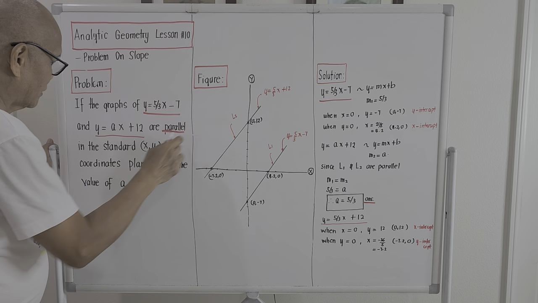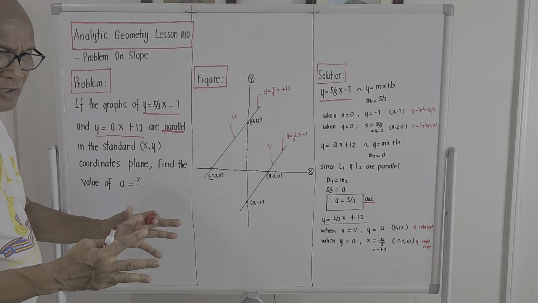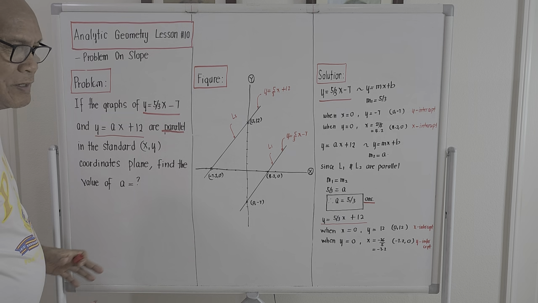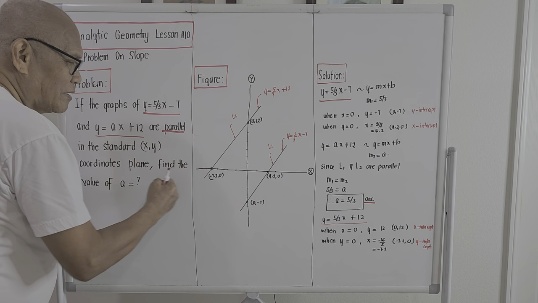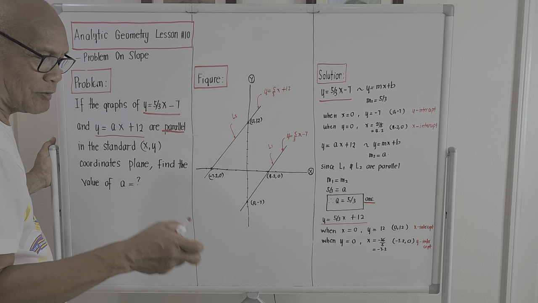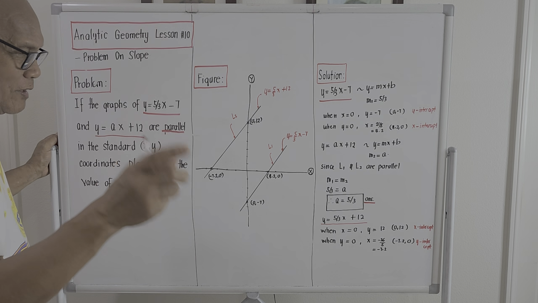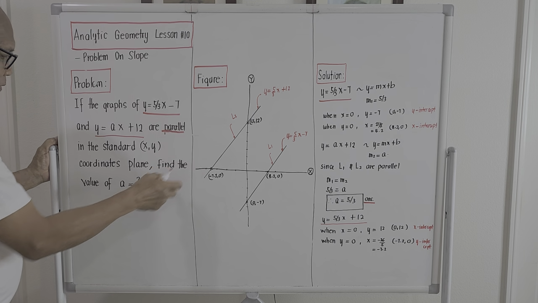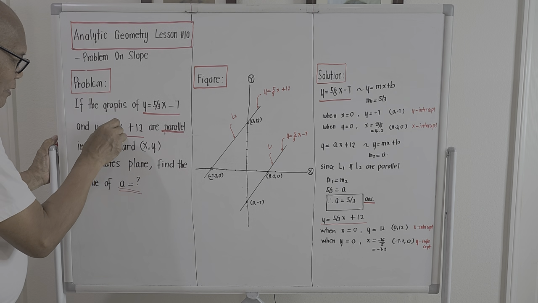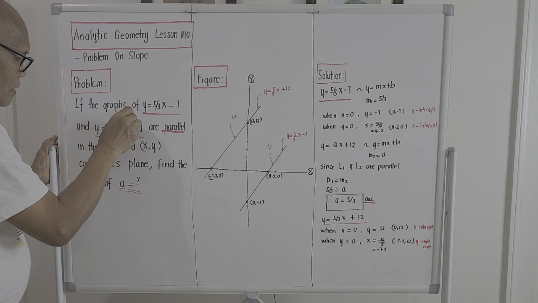Parallel in the so-called standard xy plane, or in the so-called Cartesian coordinate system. Cartesian meaning we are given the y-axis and x-axis. That is the standard xy plane, or the so-called Cartesian coordinate system. The problem is just asking, find the value of a. Okay? What will be the value of a equal to?